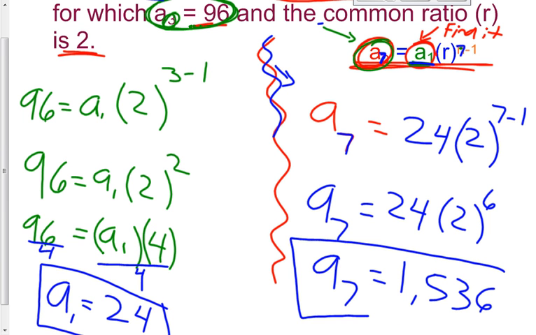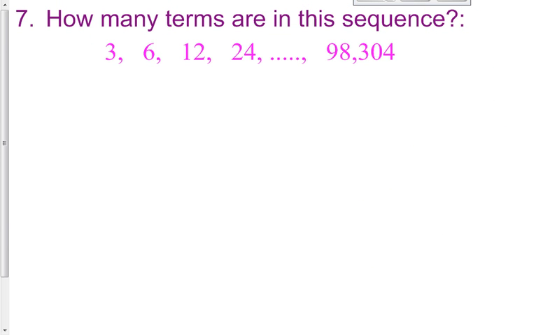So class, sometimes you're not given all the information you need right away. There are times where you have to find other information first, such as this next one. It is a doozy, so listen very, very closely. How many terms are in this sequence?